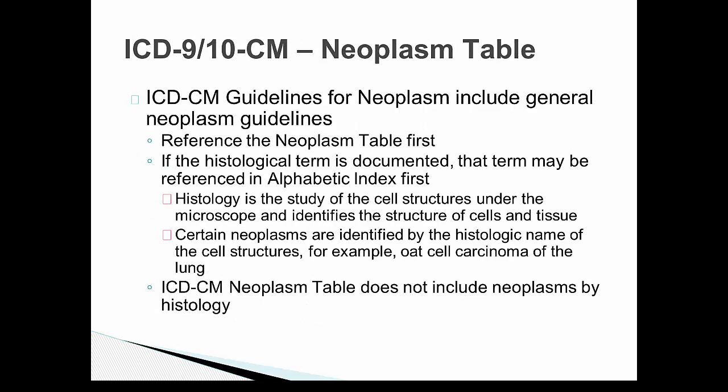Usually, you want to refer to your neoplasm table first. However, if the histological term is documented, then you need to look for that term in the alpha index first. Your neoplasm table does not include neoplasms by histology.